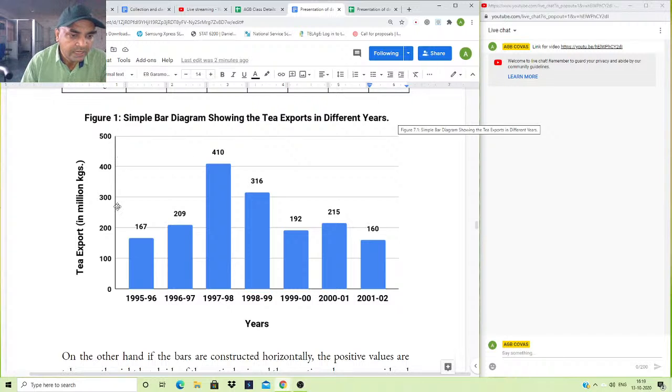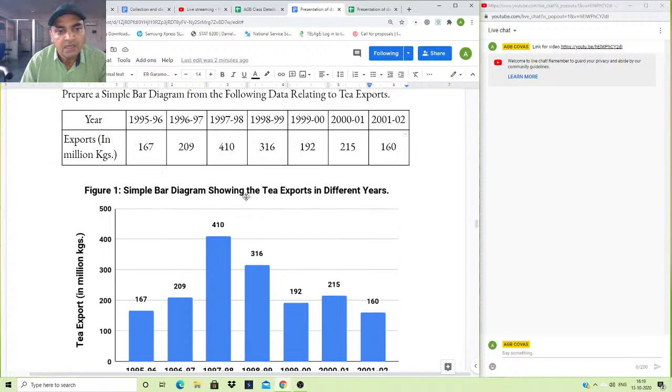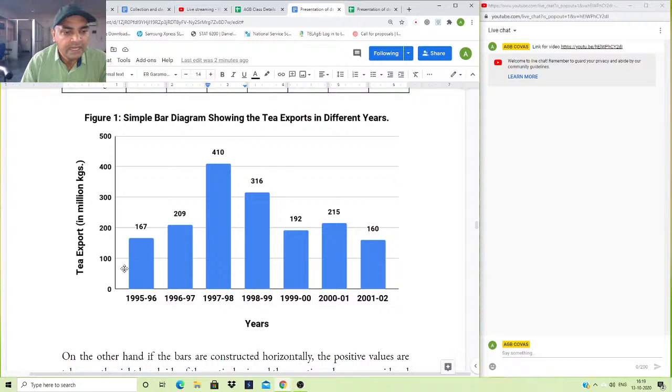Now it has a vertical axis. As a principle, the vertical axis has to start from 0, and I have taken a scale of 100: 100, 200, 300, 400, 500. How did I decide this? The lowest value is 160 and the highest is 410, so we need to have something above 410 on the scale. If we take 100 as the interval, it becomes 0, 100, 200, 300, 400.